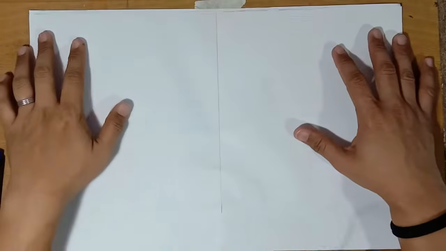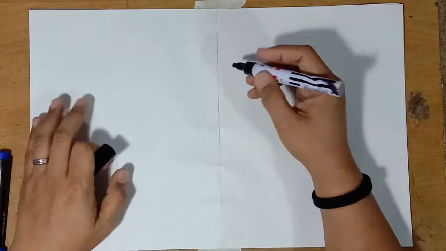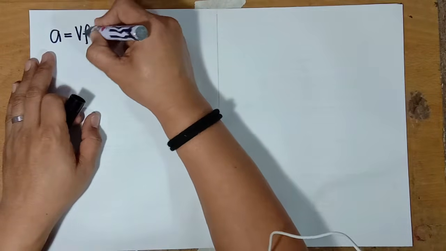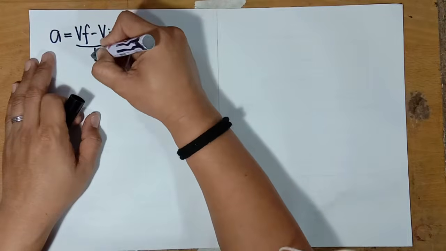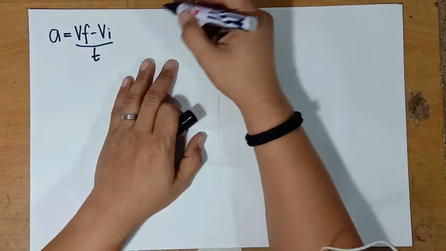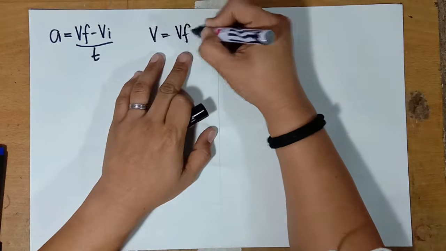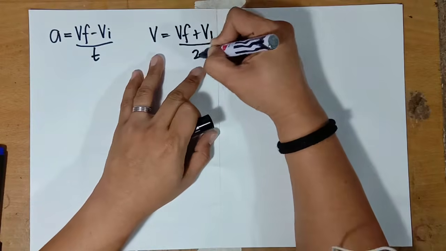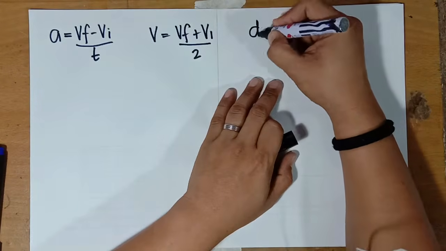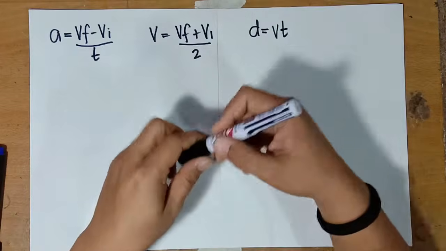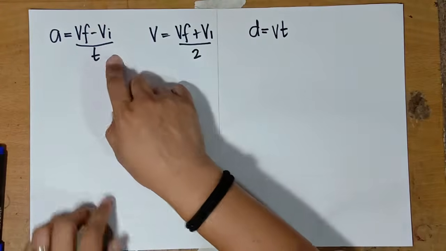Now let me rewrite the formulas again. I will have the formula here for the acceleration, which is a equals Vf minus Vi over time. And then let me have it at the middle, the average velocity, which is Vf plus Vi divided by 2. And then here, the distance, which is equal to velocity times time for having constant speed. Now let me start with this.